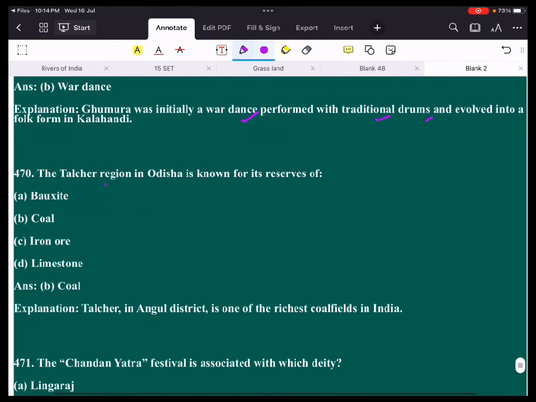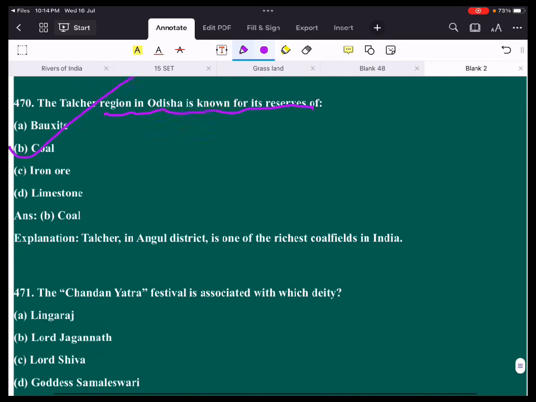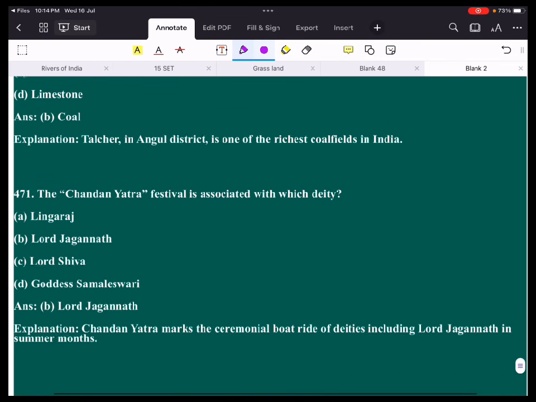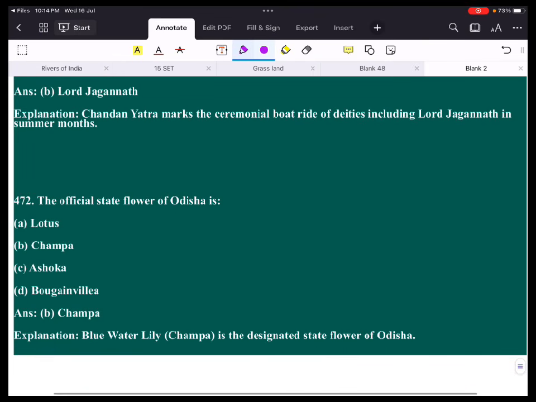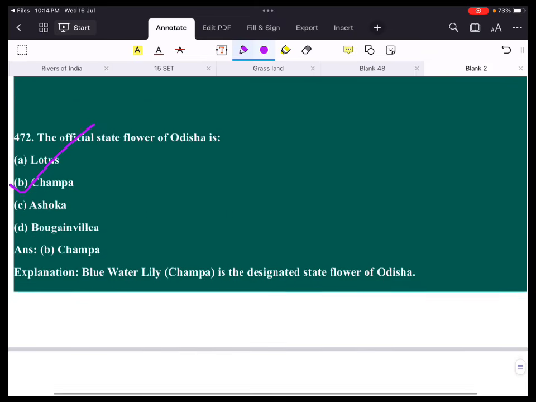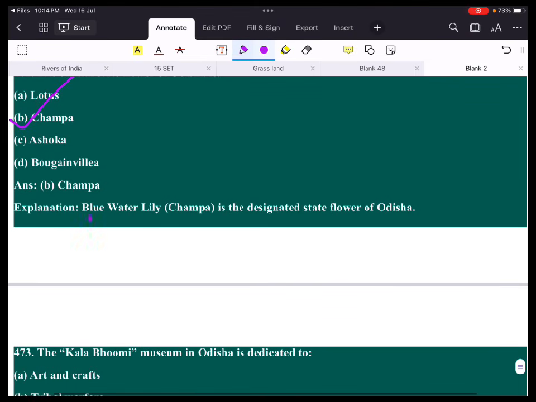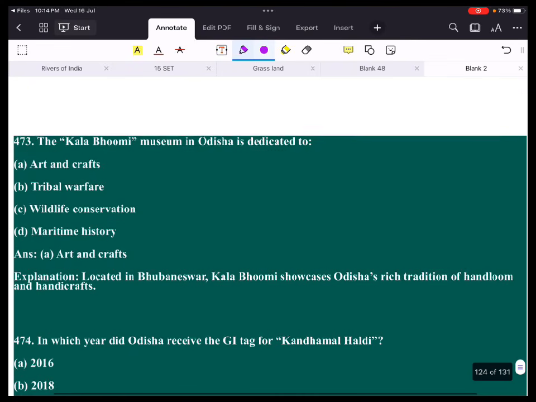The Talcher region in Odisha is known for its reserves of coal. Option B. The Chandan Yatra festival is associated with which deity? That is Lord Jagannath. The official state flower of Odisha is Champa. Option B. Blue water lily, that is Champa, is designated as the state flower of Odisha.